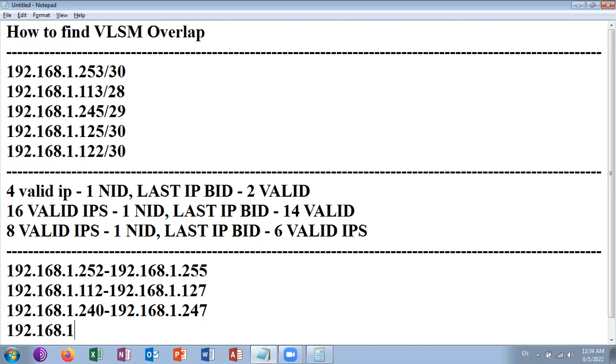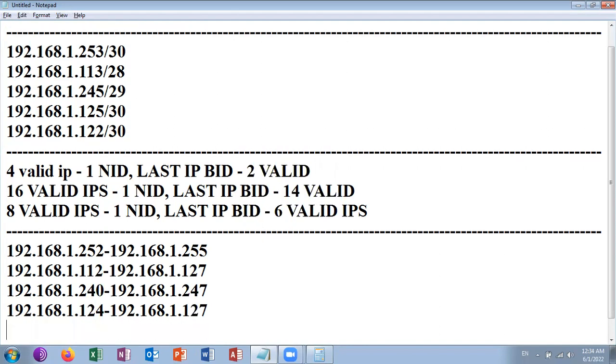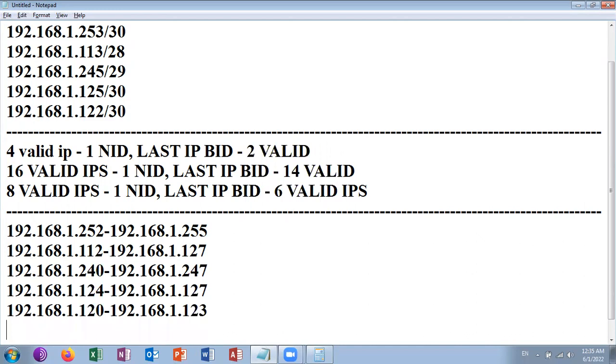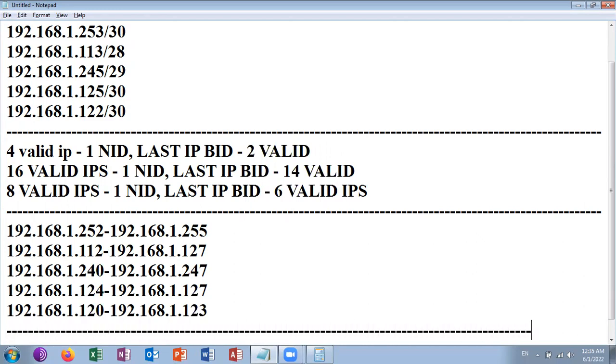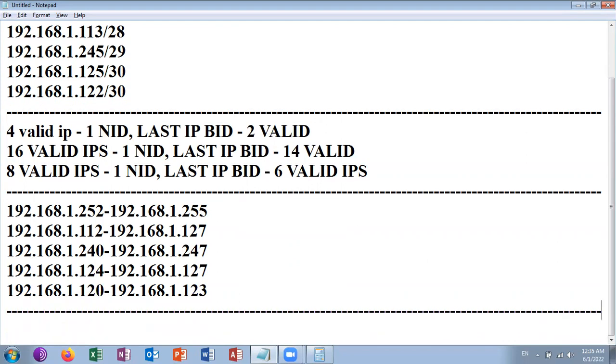The last we have already computed. So 192.168.1.124 to 192.168.1.127, and 192.168.1.120 to 192.168.1.123. So these are our network IDs and broadcast IPs. Now what we have to do is numerically sort them by the lowest ID.